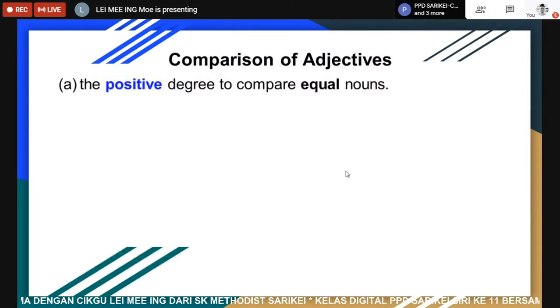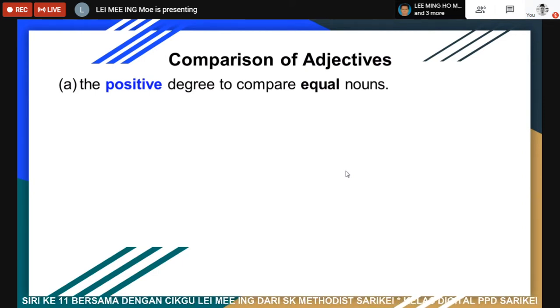So, comparison of adjectives. From the video just now, you know that we have 3 degrees of comparison of adjectives. So the first one is the positive degree, where we compare equal nouns. Equal here means the same. They are the same size, the same color or shape or condition. So here we use a positive degree.